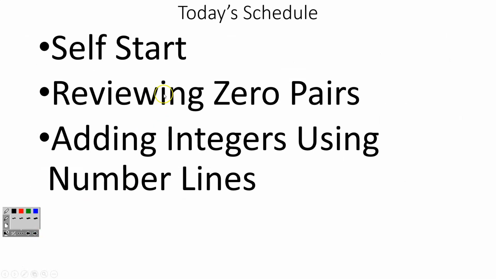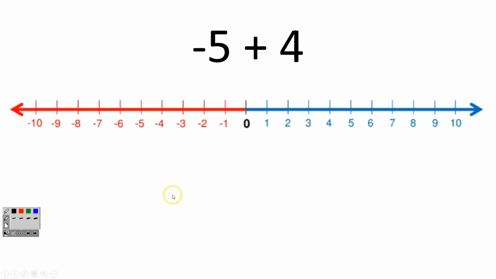For today, we've already done the self-start. We just did a quick review for zero pairs, and we're actually moving to adding integers using number lines today. So when we're given an addition problem that looks like this, and told to use a number line to model it, this is kind of what we mean by it. If you don't have a number line with you, go ahead and just draw one that goes from -10 to +10, just on a separate piece of paper. And then we'll kind of go from there.